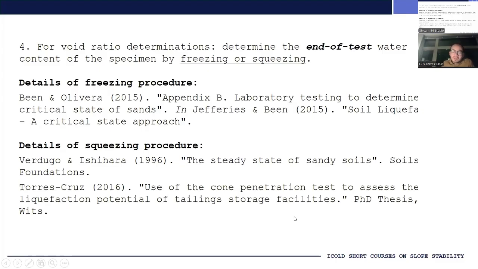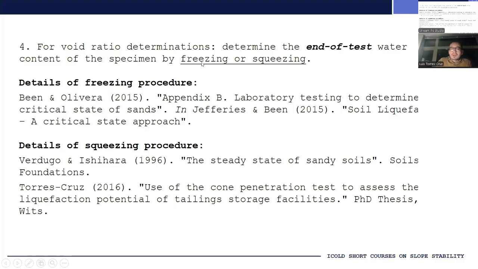once. The only way of making a reliable estimate of the void ratio at critical state is if at the end of the test, you determine the water content of the specimen, and then you calculate your void ratio based on that water content of the specimen. And well, how do you determine the water content of the specimen? You have two options: freezing or squeezing.